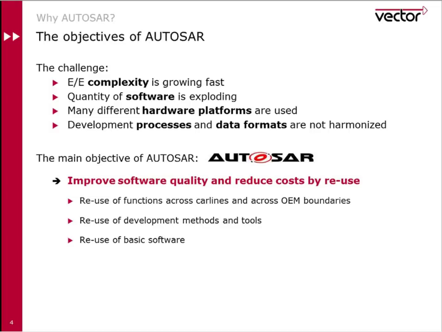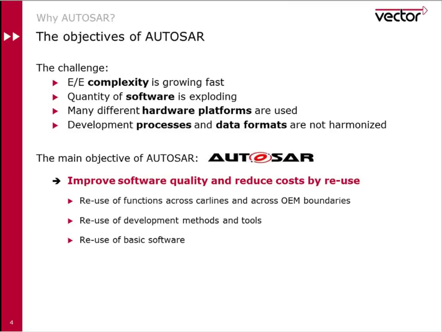Many, many different hardware platforms have to be supported. If you go into your local computer shop and attempt to buy a new PC, you might have a choice of 10 different processors to choose from, if you're lucky. But in the automotive industry, we have hundreds, if not thousands, of different microcontrollers and their derivatives to support. And many of the different OEMs and their Tier 1 suppliers use different development processes and exchange data formats in various different ways. And all of this is not harmonious for developing systems in a very efficient way.